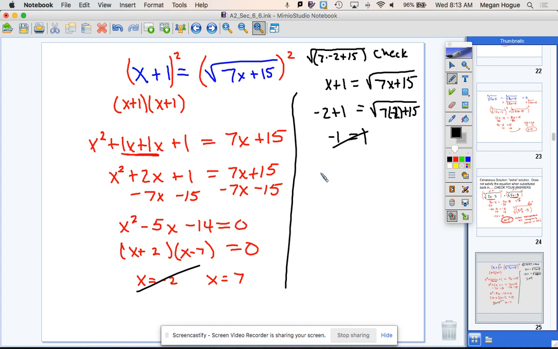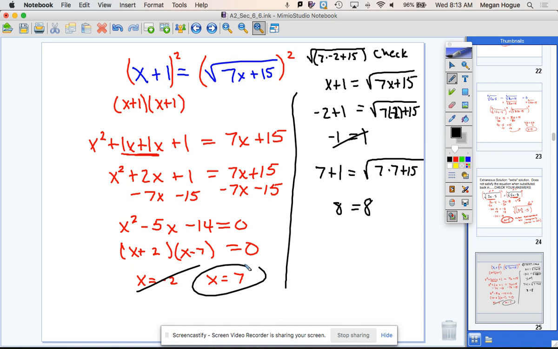Well, let's check 7. 7 plus 1 has to equal the square root of 7 times 7 plus 15. Well, 8 should equal whatever this is. So in my calculator, I'm going to do square root 7 times 7 plus 15, making sure all that's in parentheses. Let me know if you get 8. Yep. Logan says yes. Bree says yes.